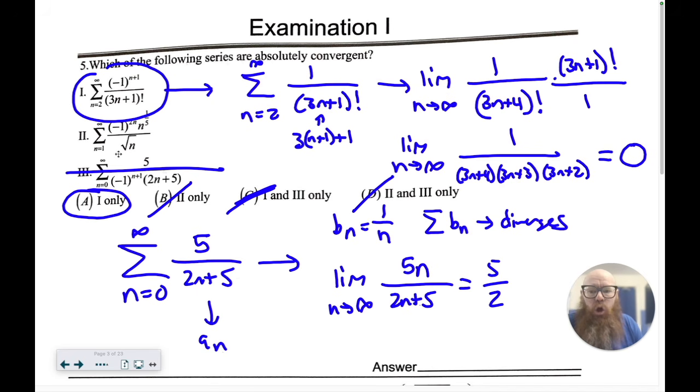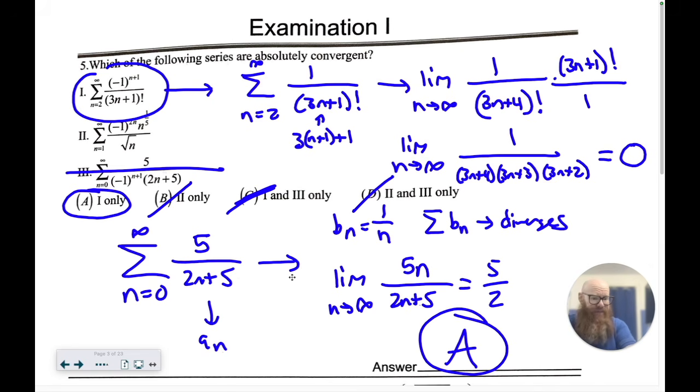And we could check this one. We don't need to. But just to talk about the concept, this one you would just simplify to a p series, and you would also see that it easily diverges. So the answer is A.